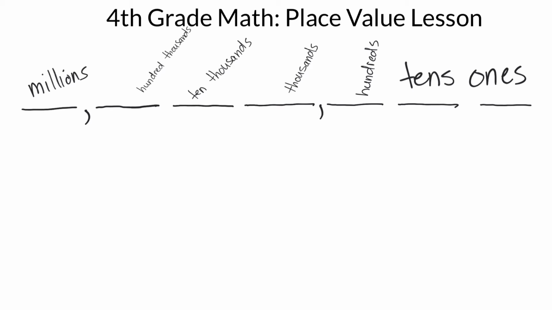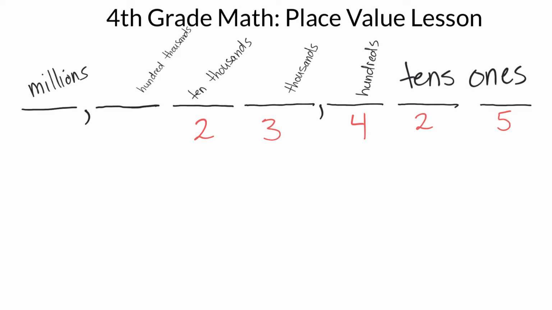So what you'll probably notice, hopefully, is that the tens is the second spot. And over here, the tens is the second spot after the comma. And then the hundreds is the third spot. And here, the 100,000s is the third spot after the comma.